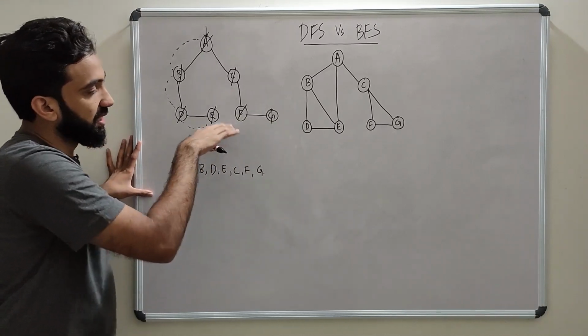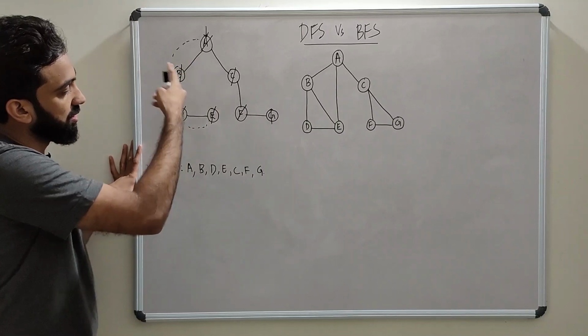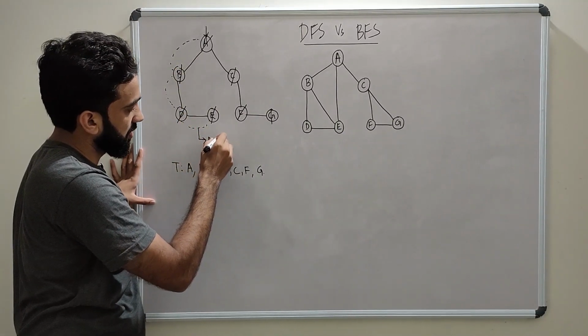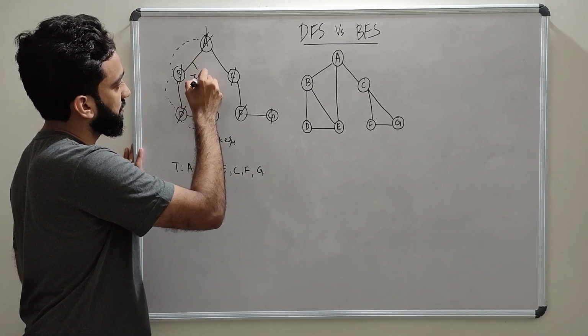When the situation comes, there is no option for visiting a new node, it goes back to the previous node. So these edges are called back edges. And these edges are called tree edges.